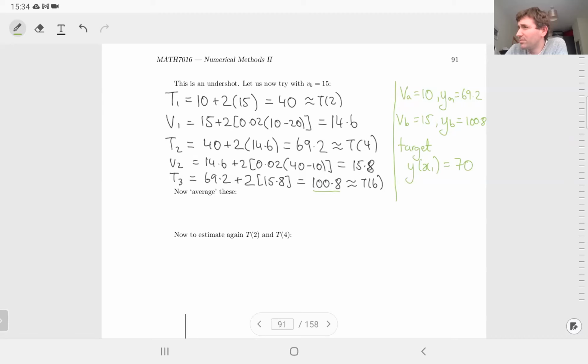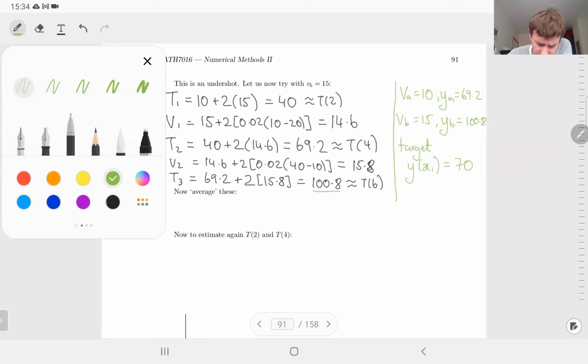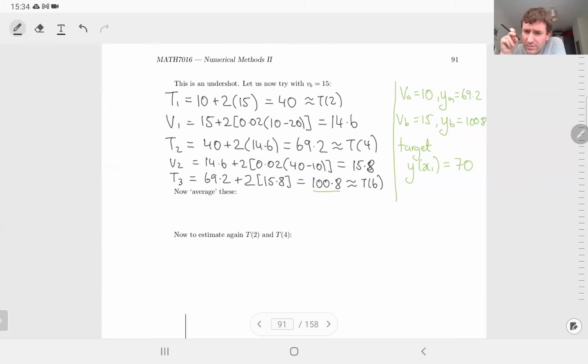Okay, so I'll use the actual formula up the top of the previous page. I like kind of averaging it out, but maybe for most people, they'll just use the formula. So use the formula, you have to get what slope you used, say VA is 10, and what Y value did you end on, 69.2. Then your second shot, you have a starting slope, say here 15, and what Y value you ended on, say 100.8. And then you've got your target. So then you can use the formula that says V of zero. I'll just use the formula on the previous page that will be given to you in the assessment.